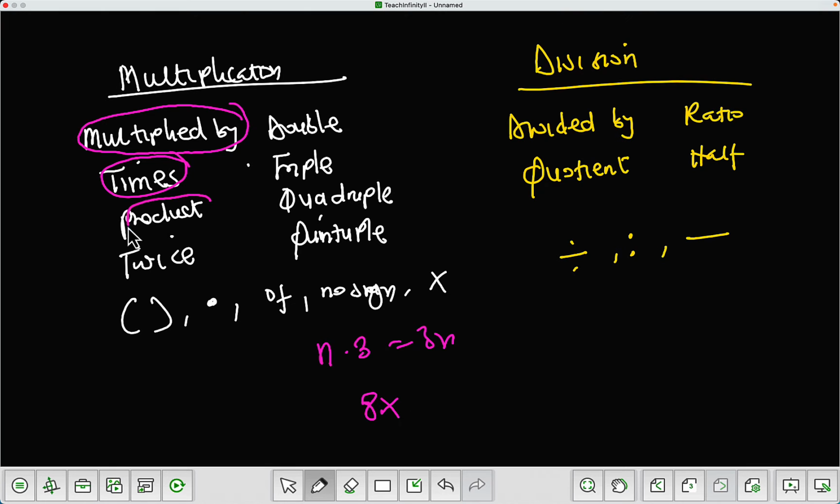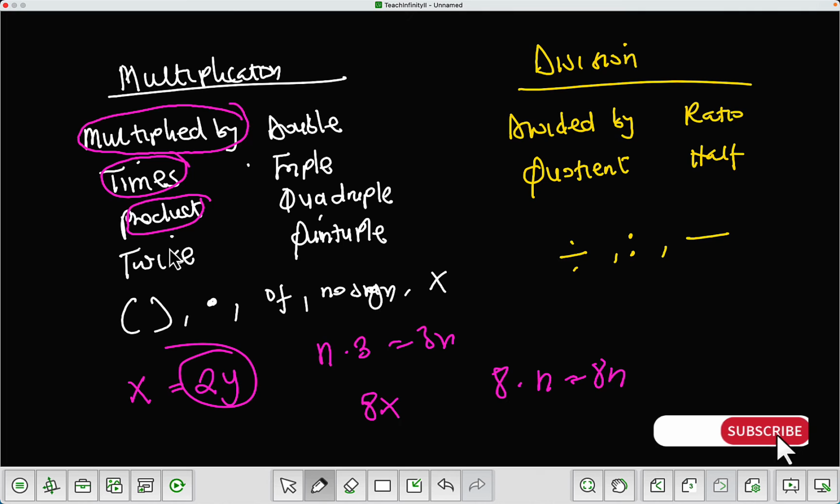Products, very popular here. Let's say the product of 8 and a number. Let's say the number is n. The product of 8 and a number, that is 8n. You understand? Twice. Now let's see. Let's say a number is twice the size of another number. It means if this number is x, it's actually equal to 2 times the other number. You get what I'm trying to say? And so, cool.